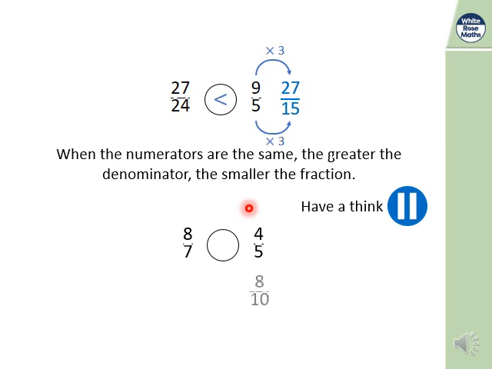Let's have a look and see. We could have seen 5 and 7 are not in the same times tables, but 8 and 4 are in the same times tables, and we could have multiplied our 4/5 by 2 to change it to 8/10. And then remembered our rule, when the numerators are the same, the greater the denominator, the smaller the fraction. So 8/7 is larger than 4/5. And again, we could have remembered that 8/7 is greater than 1 and 4/5 is less than 1, so that would have helped us as well.